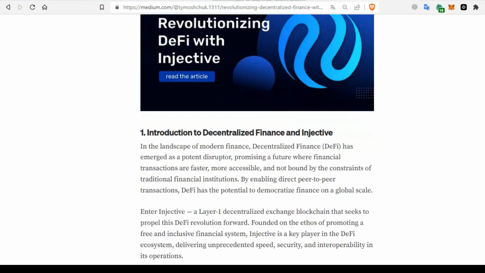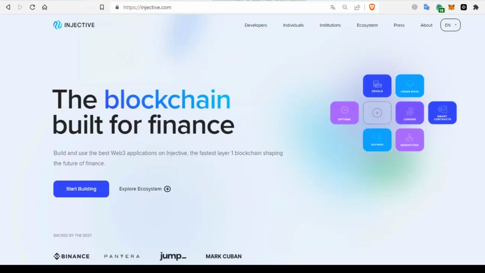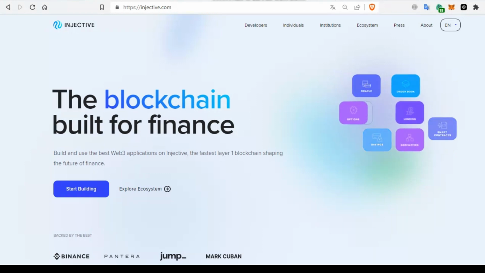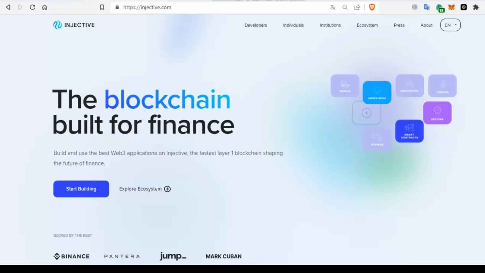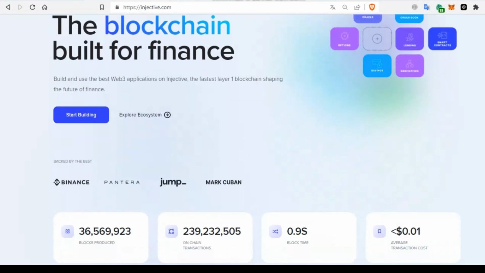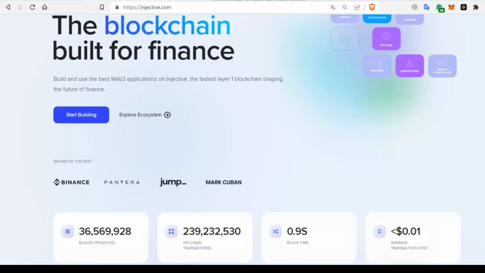And Injective, a layer 1 decentralized exchange blockchain that seeks to propel the DeFi revolution forward, founded on the ethos of promoting a free and inclusive financial system, Injective is a key player in the DeFi ecosystem, delivering unprecedented speed, security and interoperability in its operation, and also low average transaction cost.